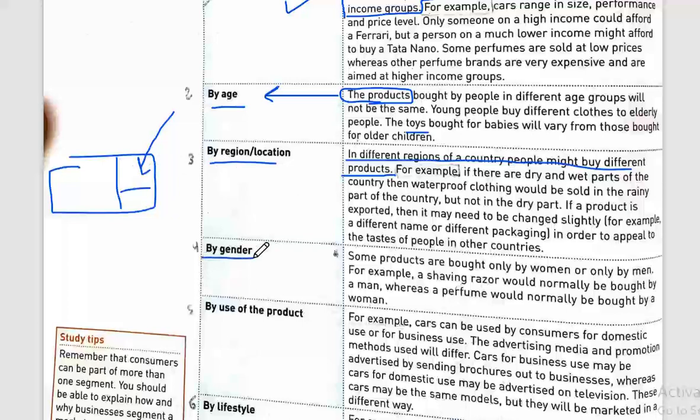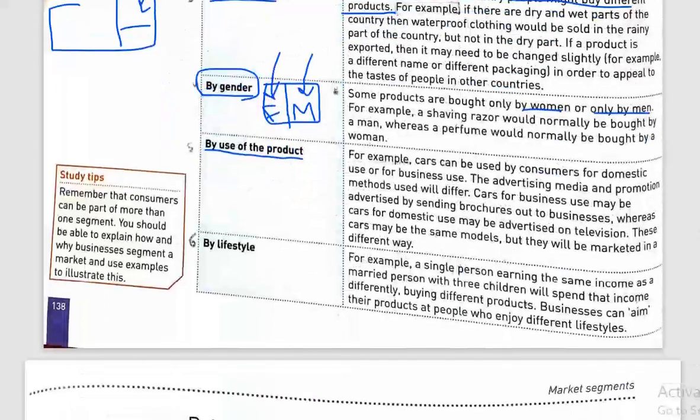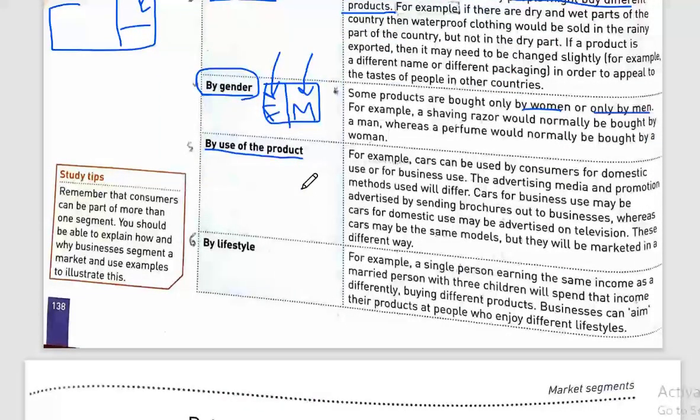Number four, by gender. Some products are bought only by women or only by men. So when I segment the group into males and females, as a marketing team, I will know that I will be advertising specific products for females only, or I'm specifically marketing my products to males only, because I segmented the market based on gender. By use of the product, I will segment the people based on how they are using the product.